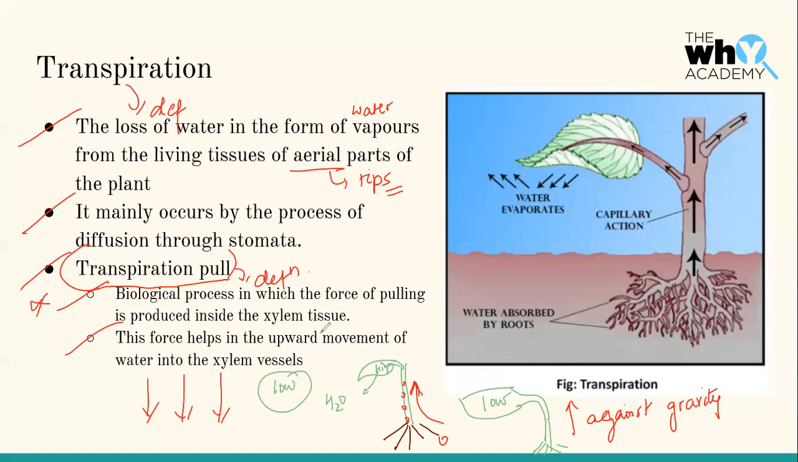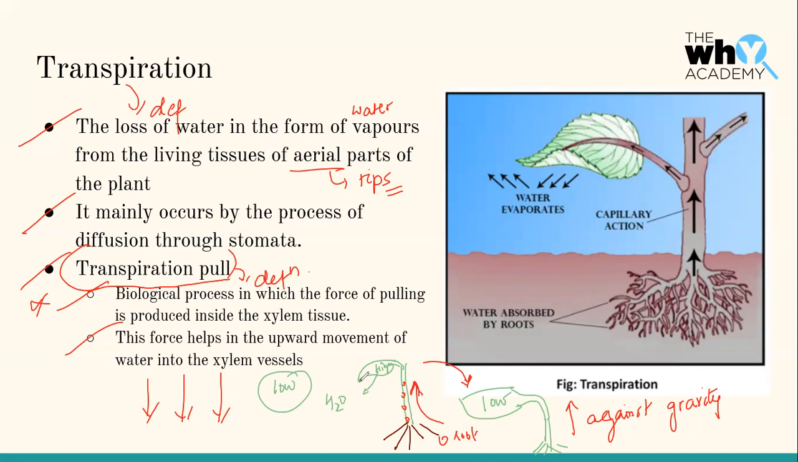Okay. So this is it in simple words. What happens is, because water is lost, a low concentration is created in the leaf. And in order to make that low concentration of water high again, water is taken up. There is some kind of force exerted on the xylem tissue, which ensures that the water which was just taken up by the root is transported back to the leaf.